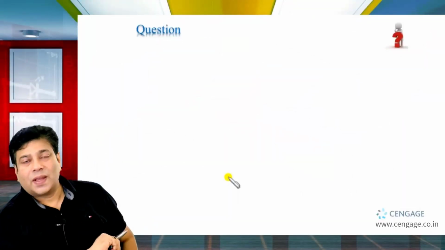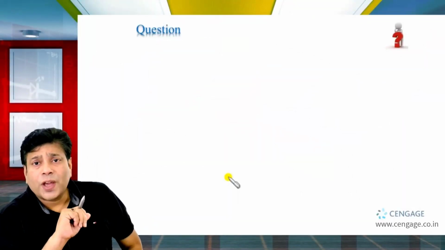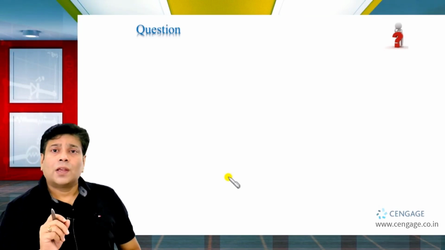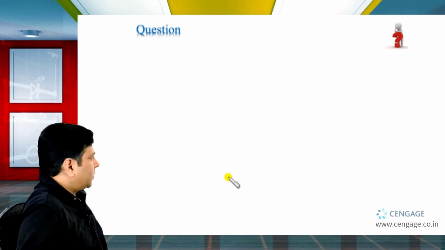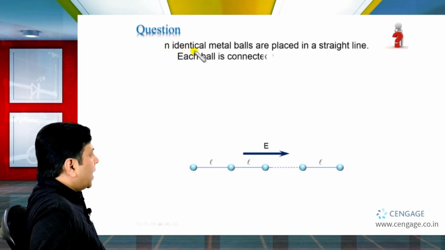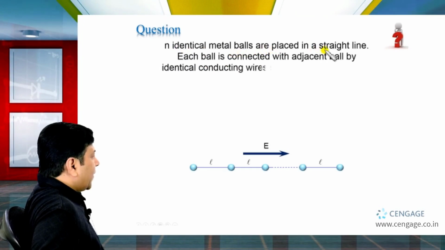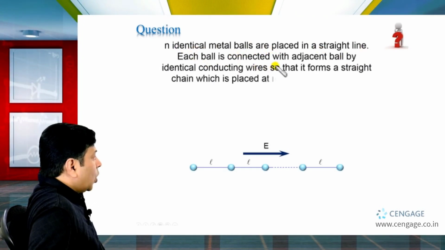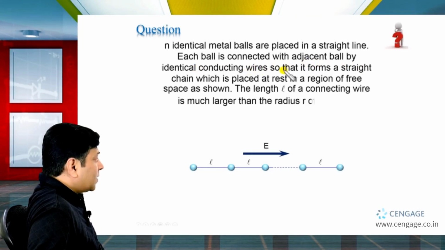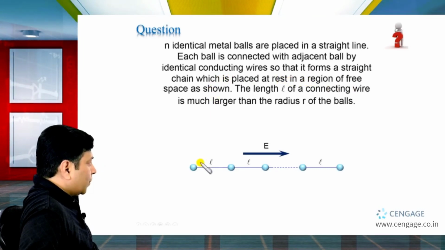Dear students, in the coming problem we are going to learn the application of the concept of electric field and potential. Let us move to the question part. In this question it is given that n identical metal balls are placed in a straight line. Each ball is connected with the adjacent ball by identical conducting wires so that it forms a straight chain, which is placed at rest in a region of free space as shown.